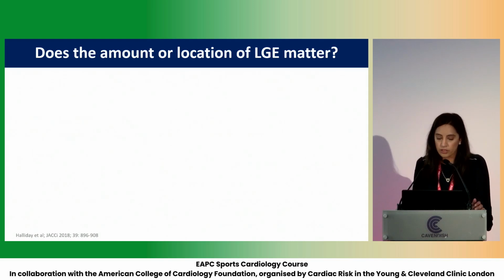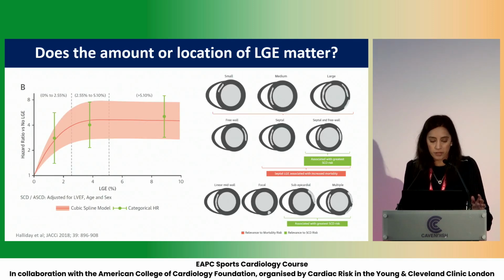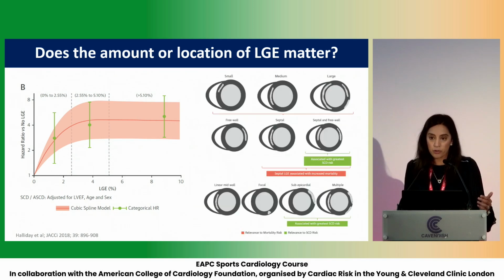Now, Halliday looked at whether the amount and location of late gadolinium mattered in predicting sudden cardiac death. So he took 800 patients with dilated cardiomyopathy and divided them into 4 groups: those with no fibrosis, those with mild fibrosis, those with moderate fibrosis, and those with lots of fibrosis. And he measured the hazard ratio based on the extent of late gadolinium. What he found was that with small increases in fibrosis, there was a step-up in risk, which then seems to plateau. So it may not be about the amount, but the presence or absence of fibrosis that may be more important. He then looked at the locations and patterns of scar.